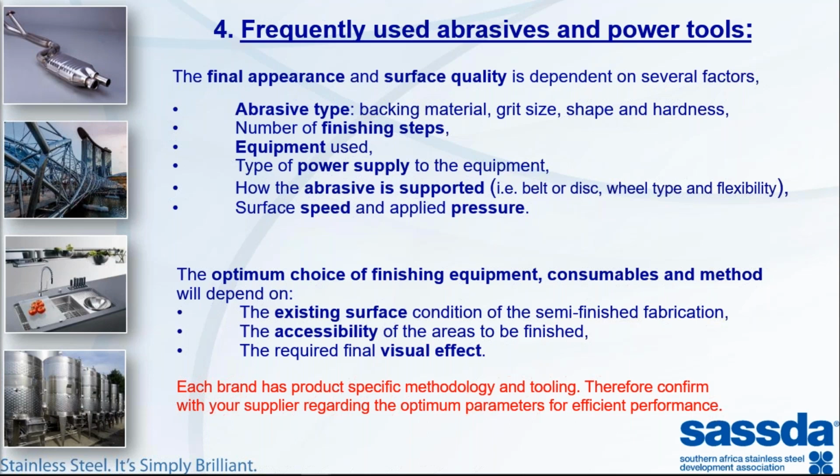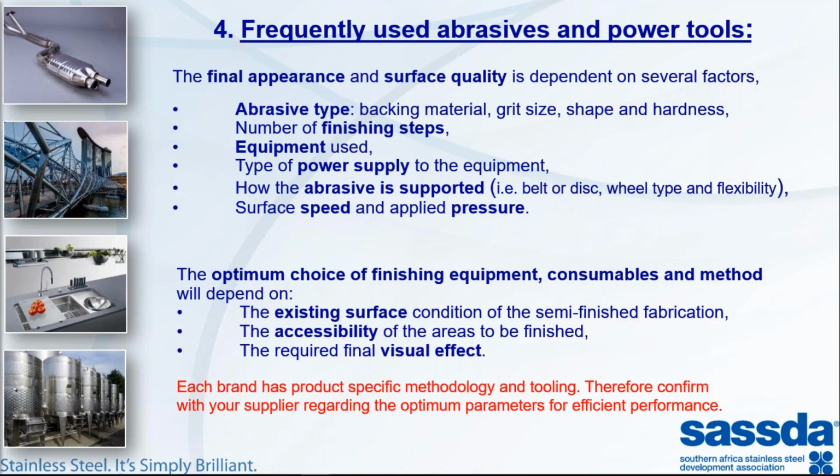We will talk about the power supply just now. And how the abrasive is supported, coming back to the backing type. If it's a belt or a disc, what is the flexibility? Then obviously, and this is where the operator's skill also comes in, there's a surface speed and an applied pressure. We need to control both of these things very carefully to have optimum lifespan of our equipment and our abrasives, as well as getting efficiently to the required surface finish.